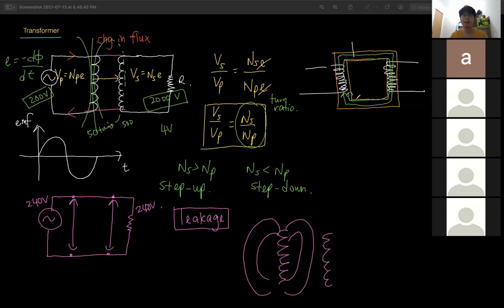Like this. In other words, I can say that this core increases the magnetic flux, increases the magnetic field density, so as to improve the efficiency of the transformer.